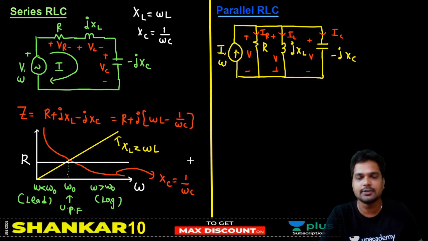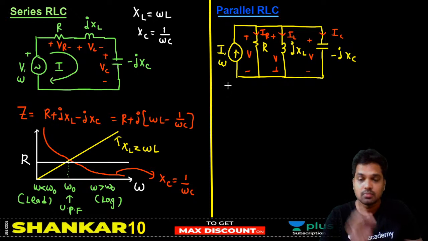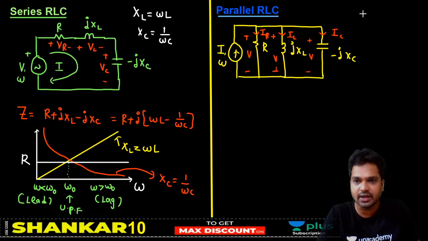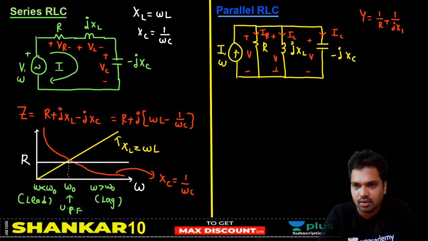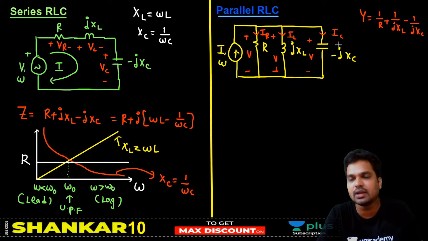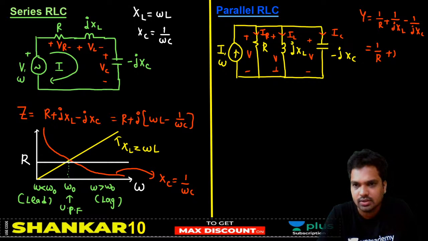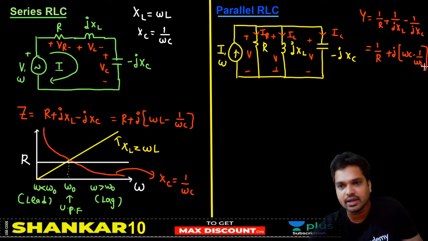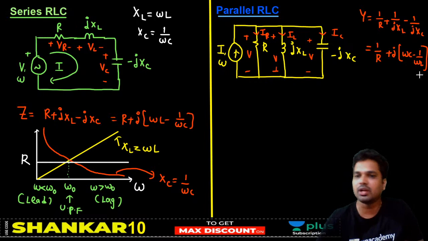Okay, now listen here. What is the admittance Y here? It is 1 by R plus 1 by jXL plus 1 by minus jXC. So it is equal to 1 by R plus j times omega C minus 1 by omega L, because XC is equal to 1 by omega C, then 1 by XC is omega C, right?